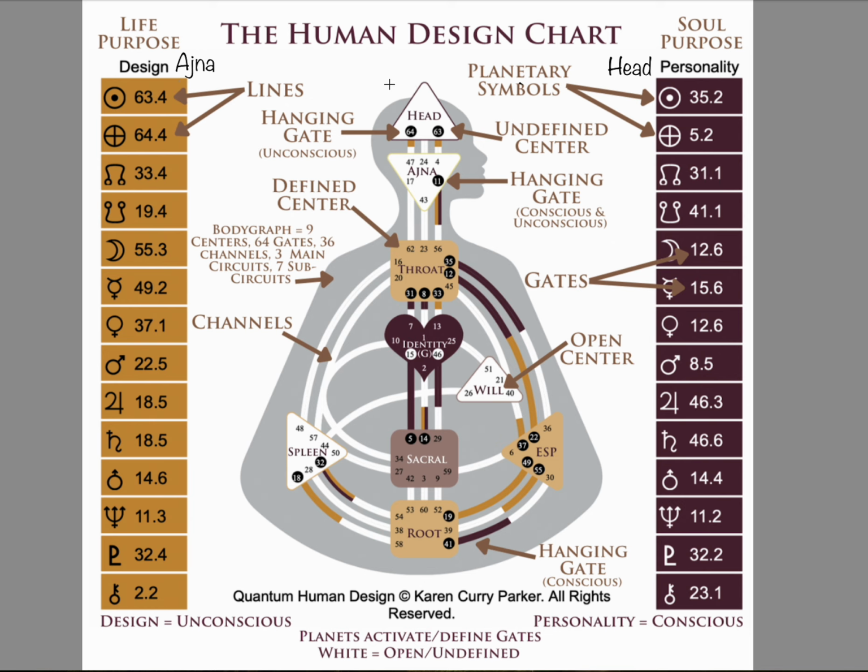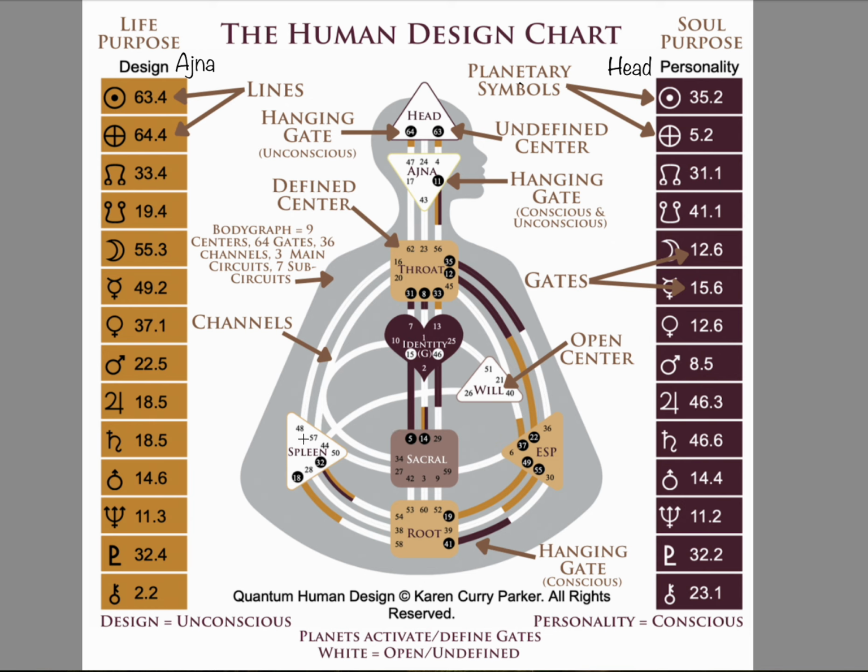Okay, so going back to your chart, you're going to have 9 centers. So this is the head center. This is the ajna center. This is your throat center. This is your identity center, the heart shape here. This is your will center. This is your emotional solar plexus center. This is your sacral center.